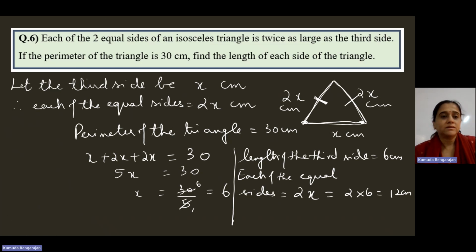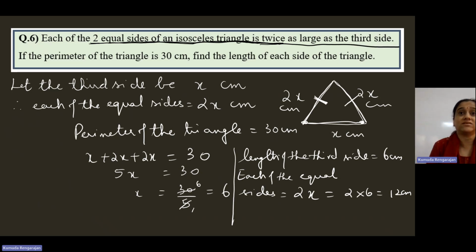Yeah, listen. So it's given that each of the two equal sides of an isosceles triangle is twice as large as the third side. So which one is large? The equal sides are larger. Each of the equal sides of an isosceles triangle is twice as large as the third side. So let the third side be x centimeters.